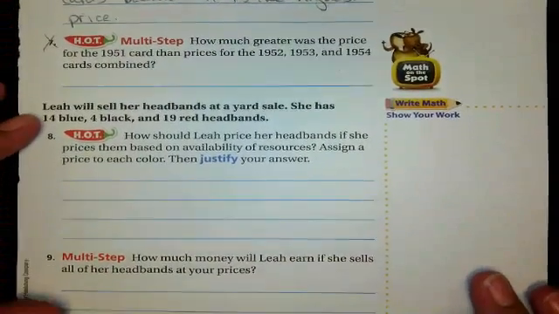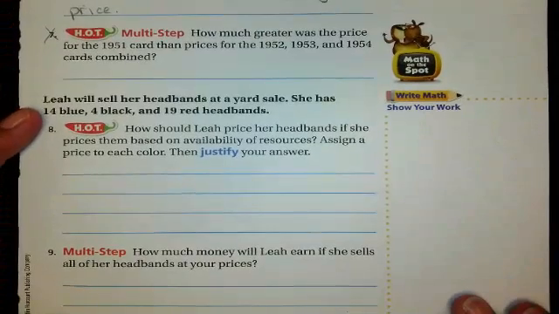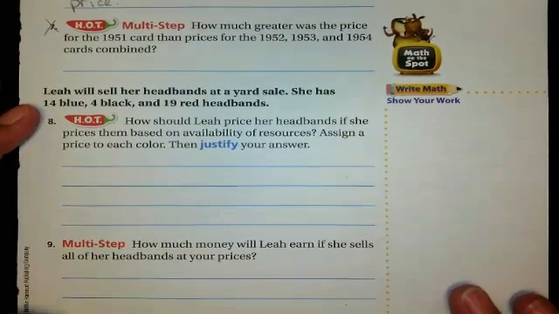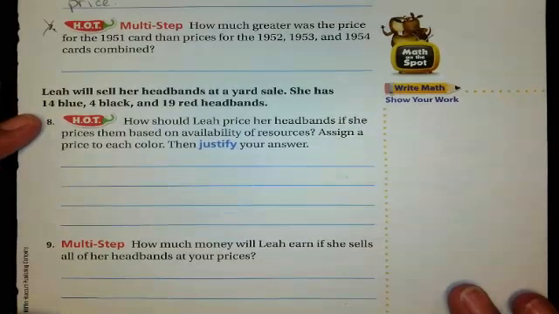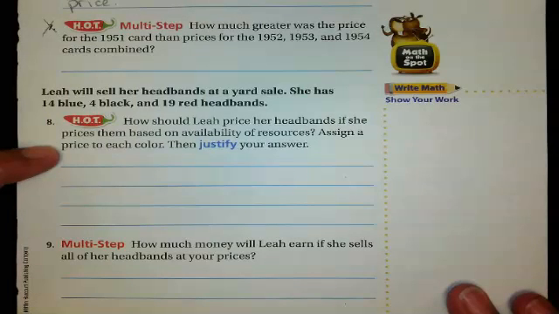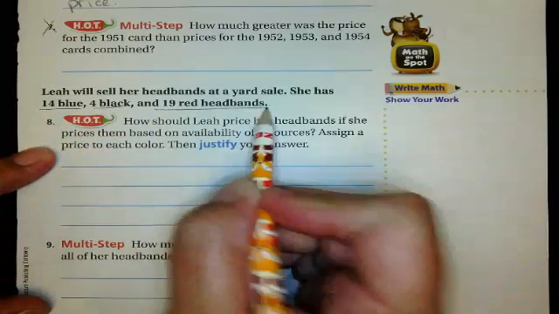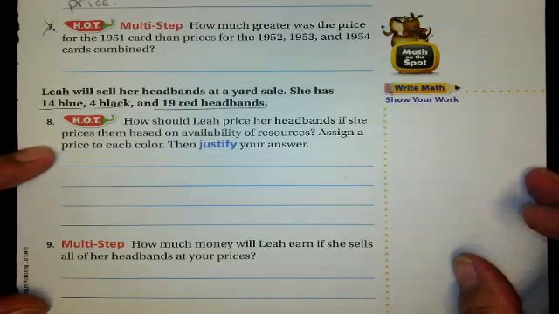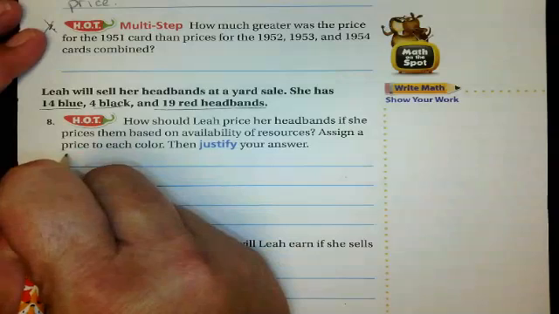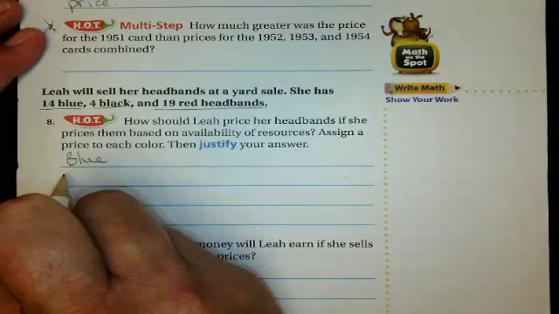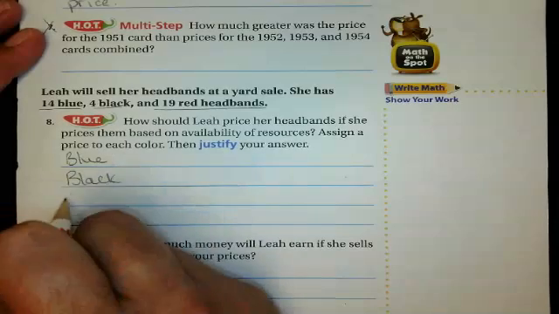It says Leah will sell her headbands at a yard sale. She has 14 blue, 4 black, and 19 red headbands. That's a lot of headbands. How should Leah price her headbands if she prices them based on availability of resources? Assign a price to each color, then justify your answer. Okay, so I have 1, 2, 3 types of headbands, blue, black, and red. So let's go with blue, black, and red.